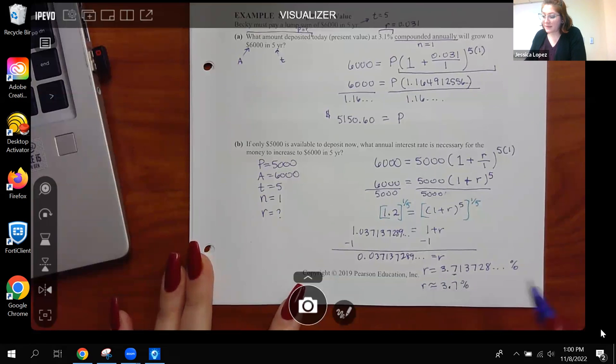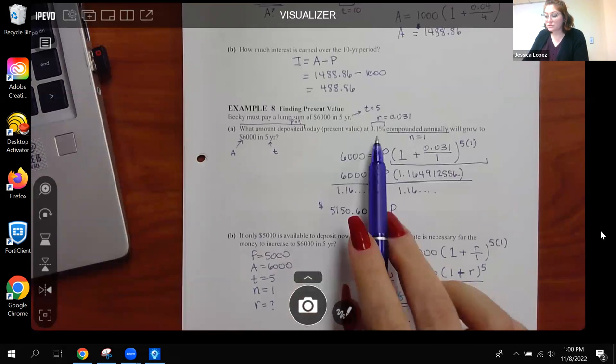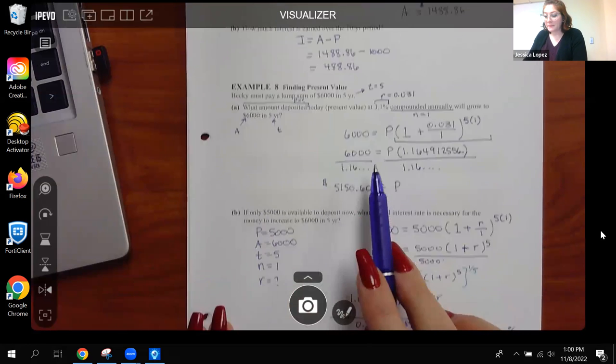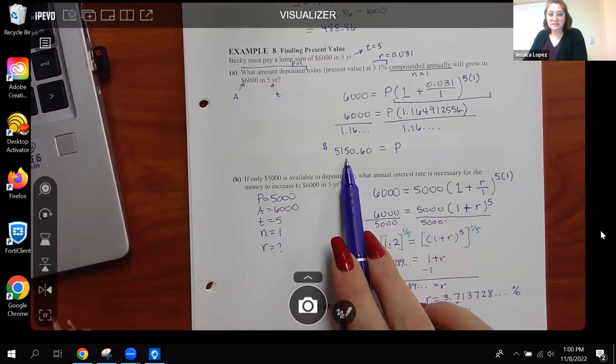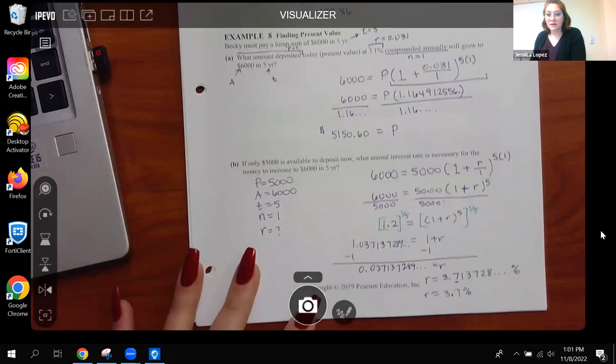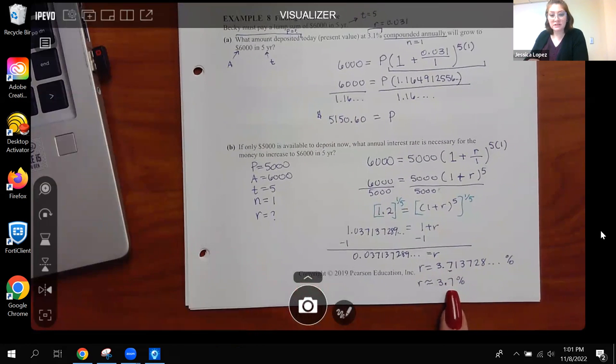So that means R needed to be about 3.7%. That makes sense. Here it was 3.1%, and you almost just needed to put in 5,000, right? It was pretty close to that 5,000. But if you raise the interest rate just a little bit more, then you can start with the 5,000 and still end up with the 6,000. So the interest rate just needed to go up a little bit to make enough money to just deposit 5,000.